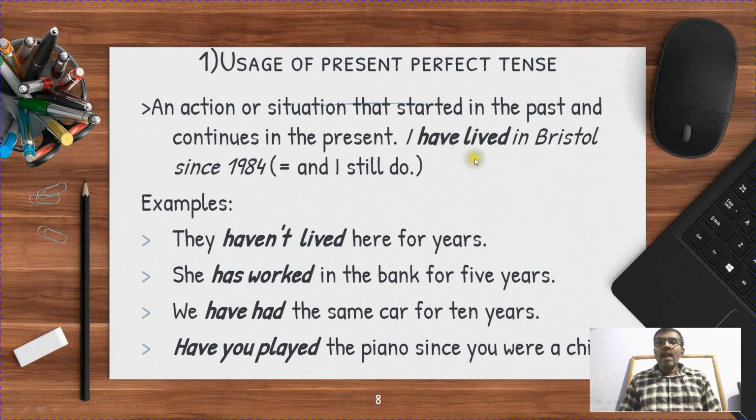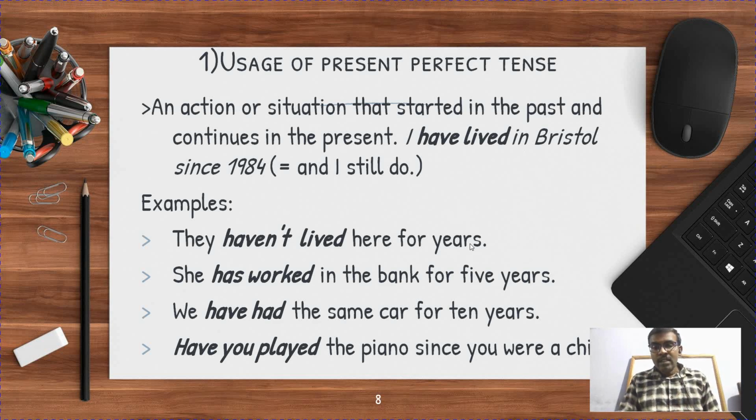I have lived in Bristol since 1984 and I still do. So still he is living there in Bristol. It started in the past, but it goes on right now also, right? So, the examples are here. They have not lived here for years. They might have lived here in the past, but they have not lived here for years.